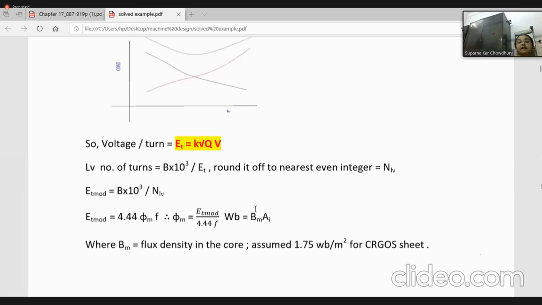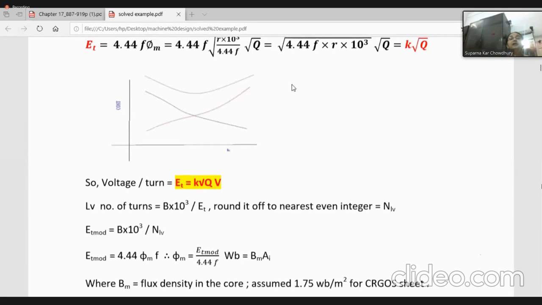Now Bm is the flux density, as we will use CRGOS. The operating flux density we start by assuming is 1.75 Weber per meter square. So assuming the flux density Bm, we can calculate Ai from this equation. Now one thing: for a particular rating we are given, we can have n different designs which will give more or less the same performance, the same rating, the same output. Now what happens if we start with a value of k, then you will get a certain design.